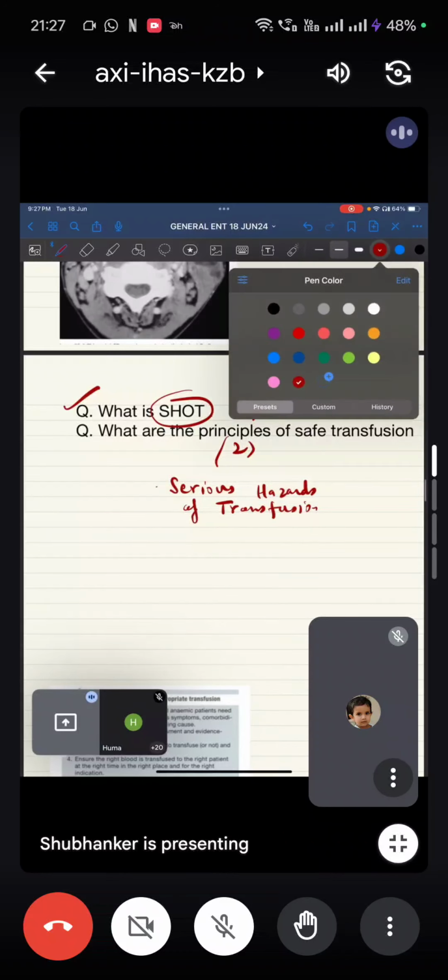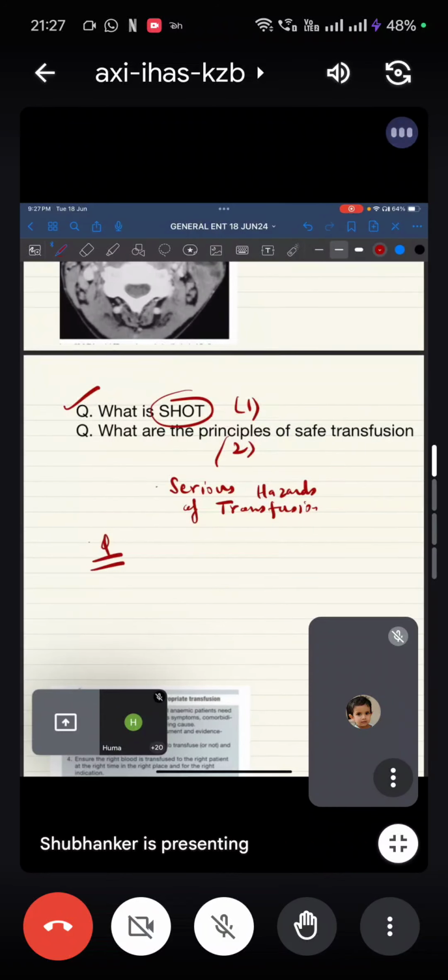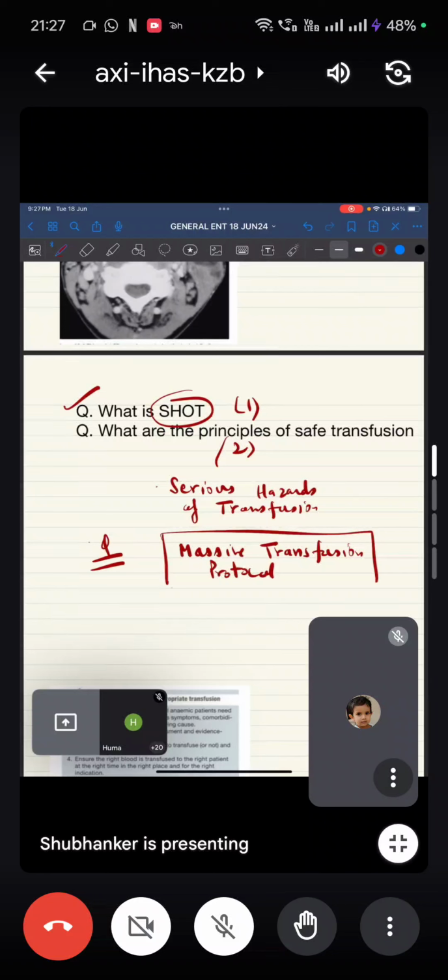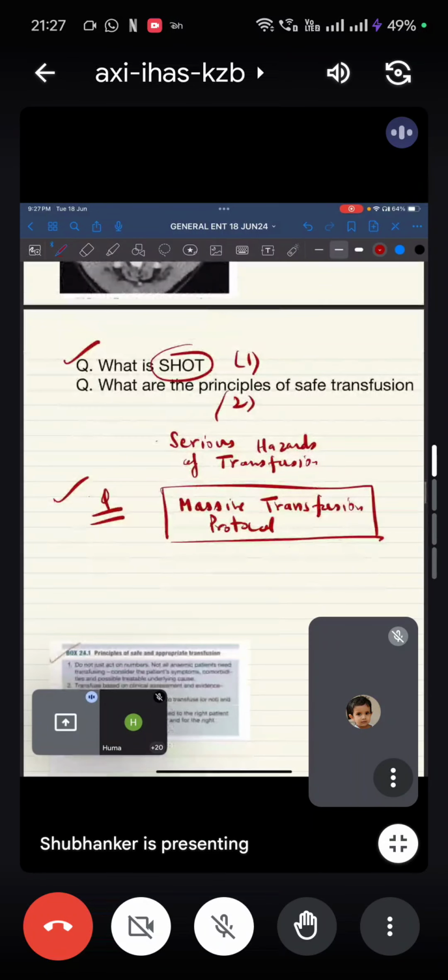Second question which I'll request you to read tomorrow, not today, will be your massive transfusion protocol. Please read it. This will help you. Nobody knows when the question will come. So after the question comes, then you go back and read, that is no fun. So just have a small idea about massive transfusion protocol.